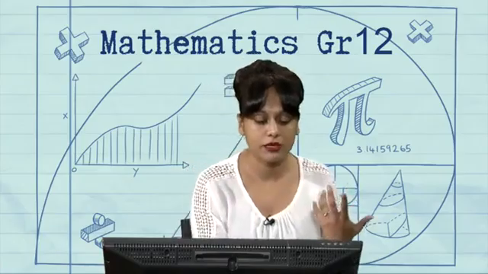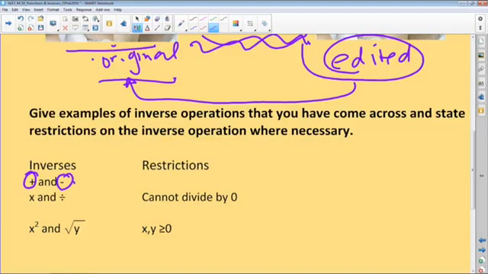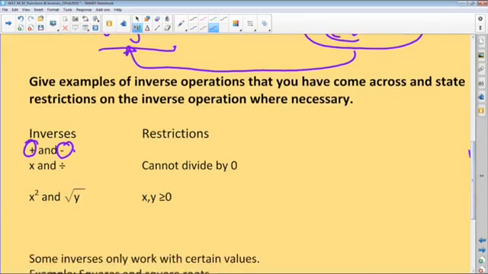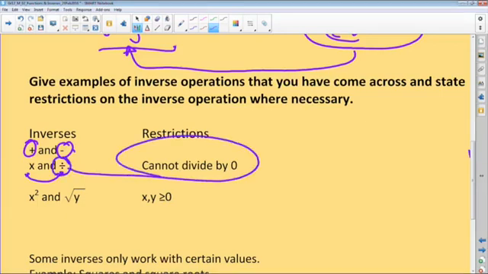So in the same way, subtraction will be the inverse of addition. There's no restrictions really there. Another one that you've come across and used quite a bit is multiplication and division. Multiplication is the inverse of division, just as division undoes whatever multiplication does. But when we're looking at division as the inverse, we know that we cannot divide by 0. That gives us an answer that's undefined.